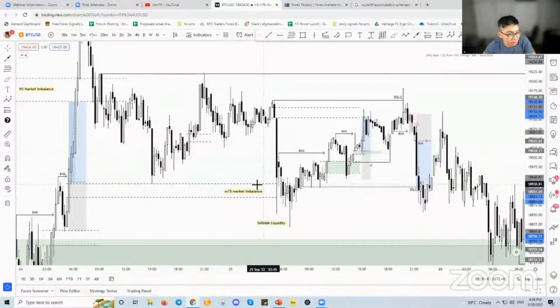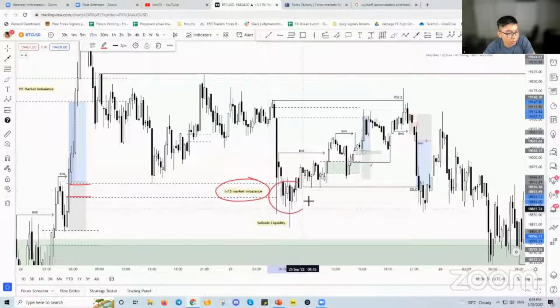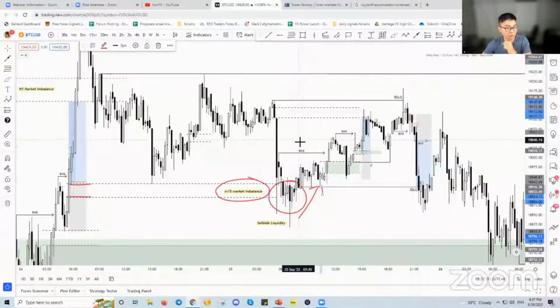And then I found this 15 minutes market imbalance. As you can see, it's here. Price came down, took liquidity, and continued upwards. So what I like to wait for is two breaks of market structure. So we have the first break of market structure here.